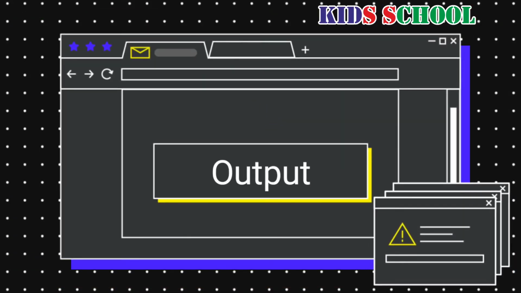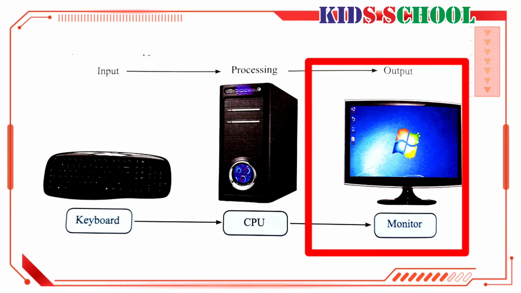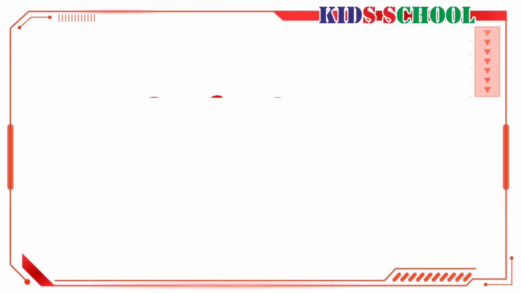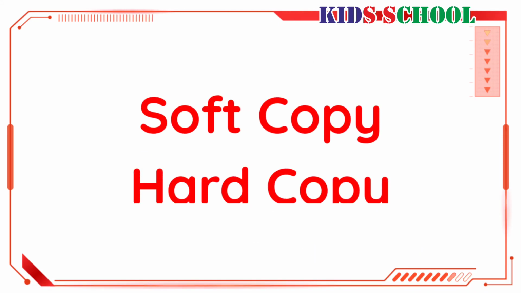Number 3, output. After processing, the computer shows the final result on an output device such as a monitor or a printer. The output displayed on the monitor is called the soft copy and the print of the final result is called the hard copy.